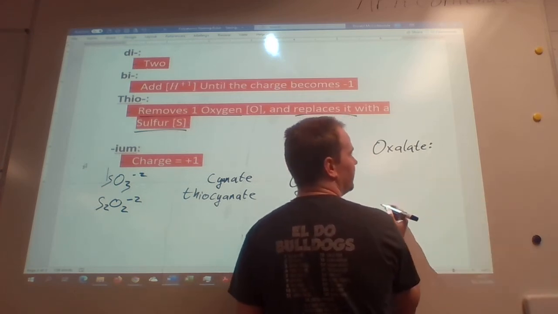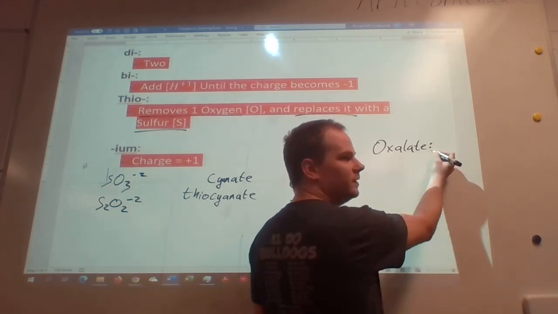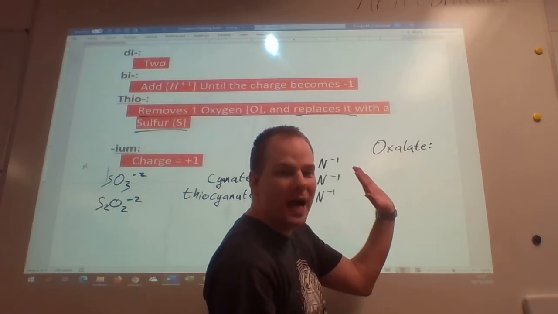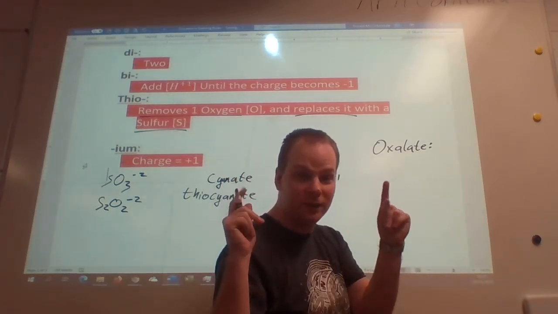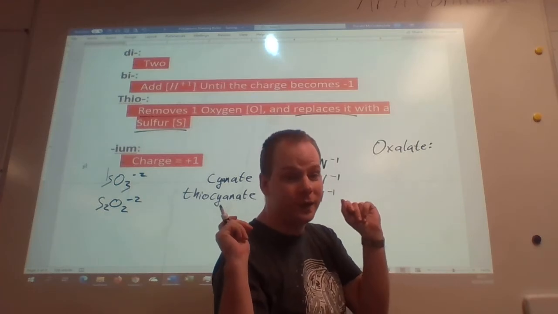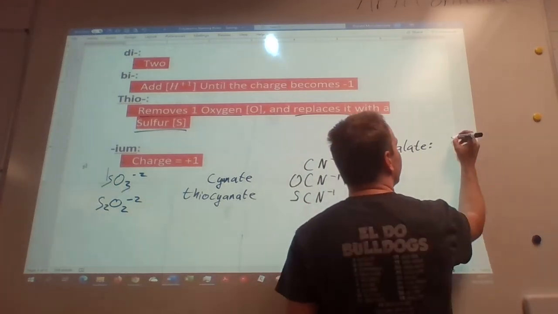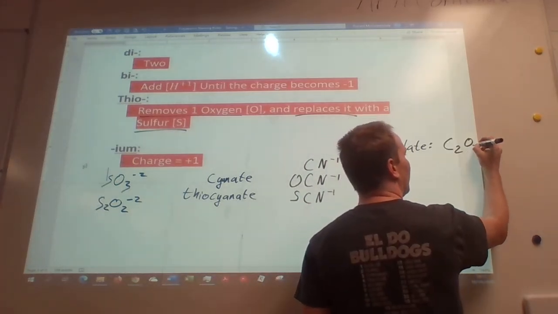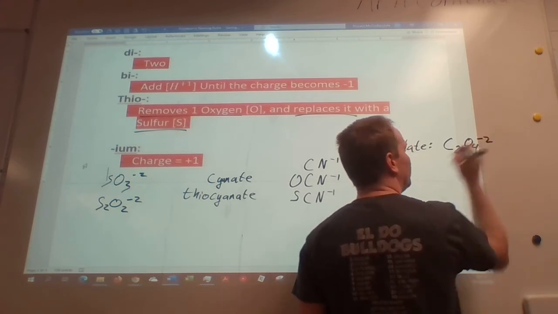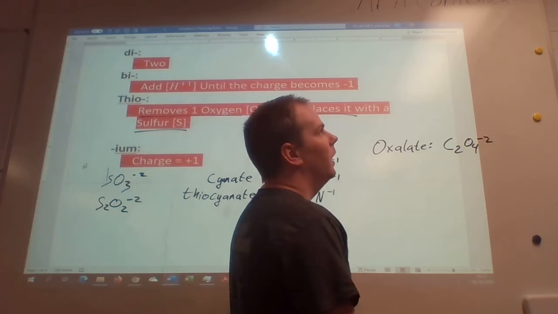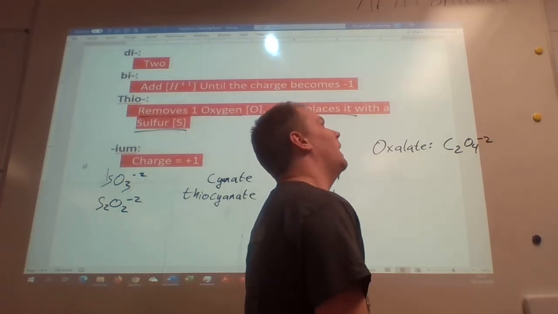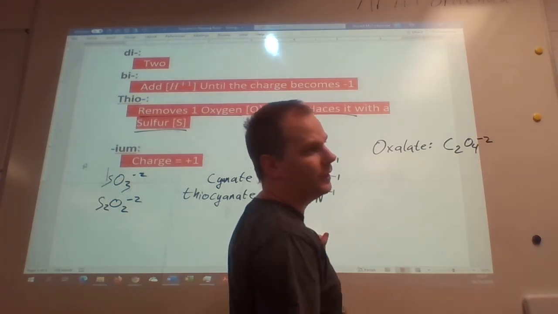Okay, oxalate, I don't know where this name came from. I have no idea who thought that this name made sense. But this is the name that we have, and it's the one that we need to know. So, C2O4 -2 is oxalate. Another one that's a little bit odd, well, we already talked about dichromate.